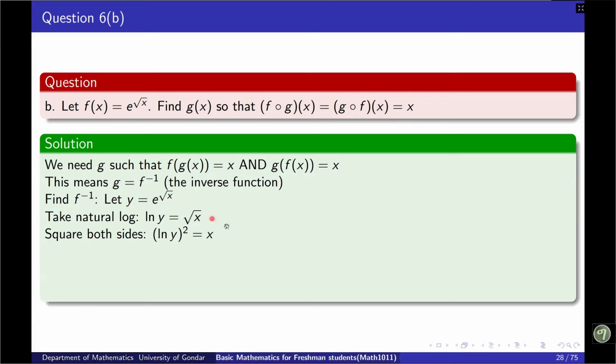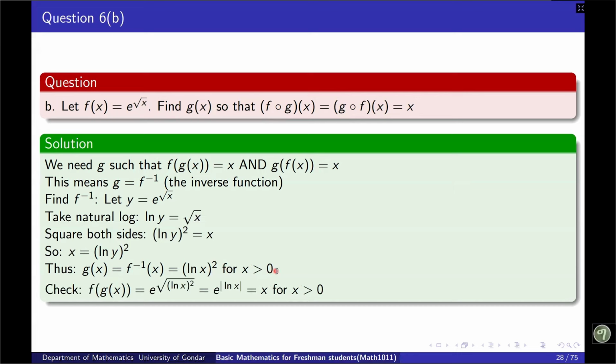Then squaring both sides, we have the square of ln y is equal to the square of the square root of x, which is x. So when we solve for x, x is equal to (ln y) squared. Then interchanging x and y, we have f inverse of x, or simply g of x, equal to (ln x) the whole squared, for x greater than 0. So this is what g of x is.